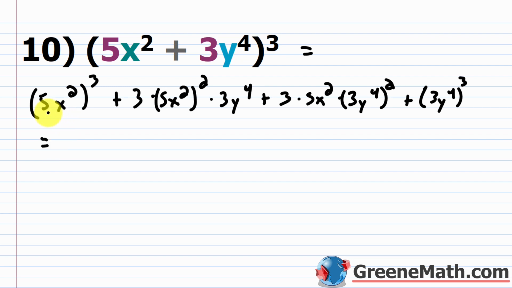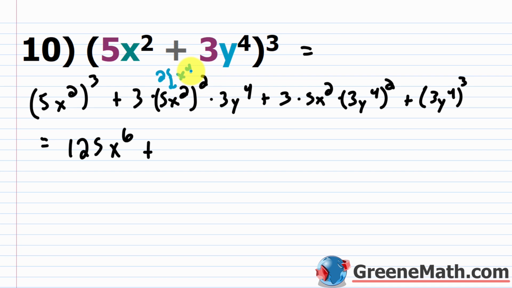So going through this, we would want to cube 5, which would be 125, and then x squared being cubed, x stays the same. Multiply exponents, 2 times 3 is 6. So let me put 125x to the 6th power, and then plus, let me go ahead and square this first. So 5 squared is going to be 25. Let me write this here as 25. X squared squared is x to the 4th power. X stays the same. Multiply exponents, 2 times 2 is 4.